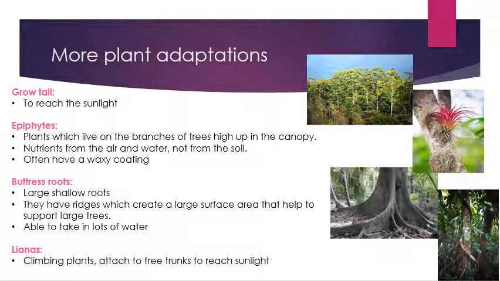Another plant adaptation is buttress roots. These are large but shallow roots. They have a large surface area which supports a tree and anchors it to the ground. Lianas are another plant adapted to live in the rainforest. These are climbing plants which attach to other tree trunks, allowing them to reach high levels to get the sunlight.